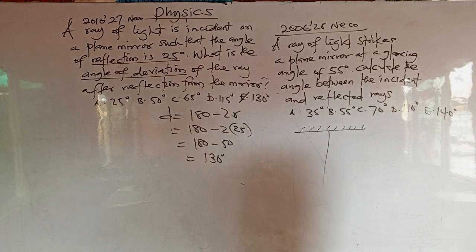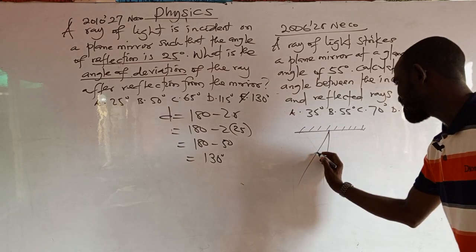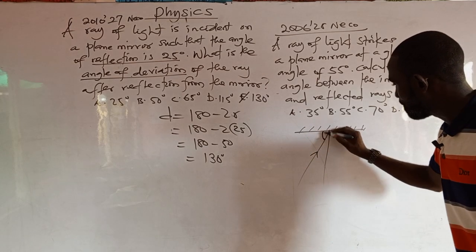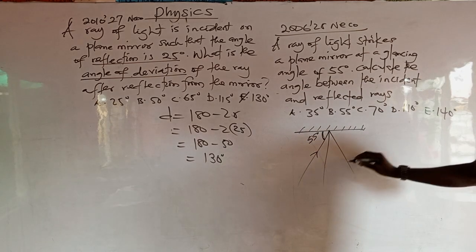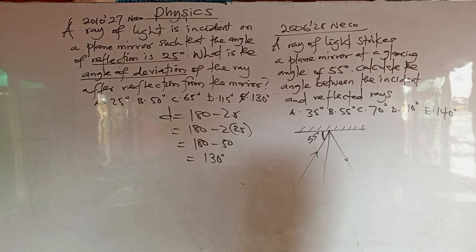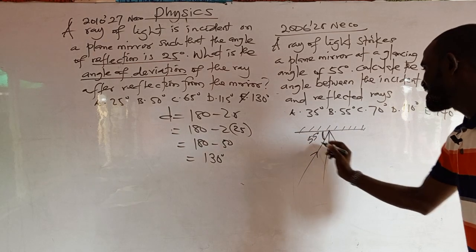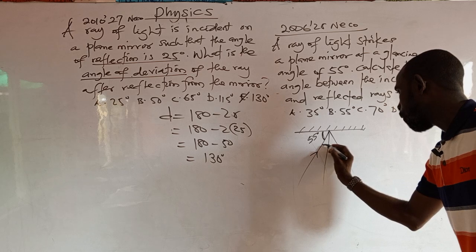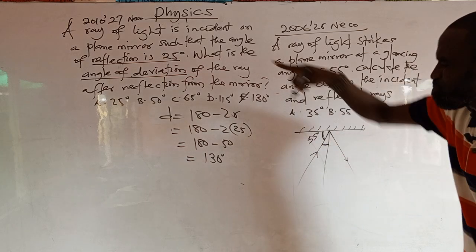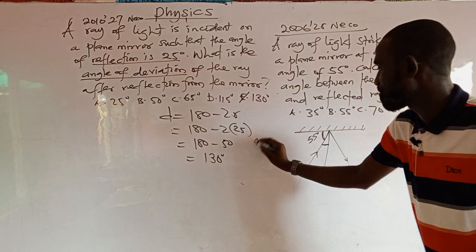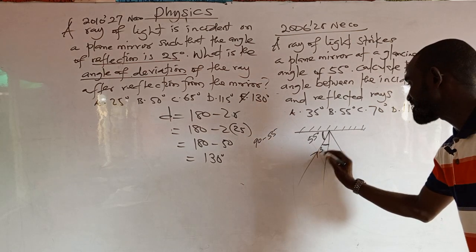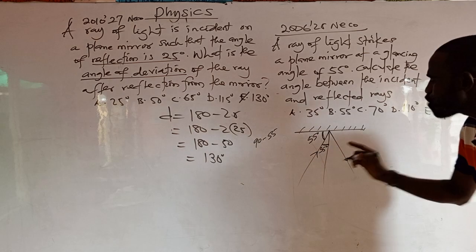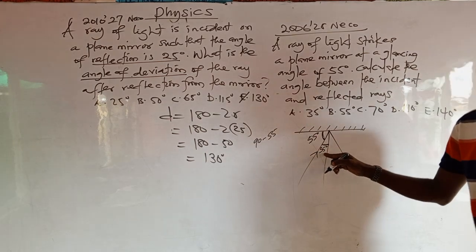A ray of light strikes a plane mirror at a glancing angle of 55. This is the incident ray, and this will be 55, the glancing angle, here. This will be our reflected ray. From here to here is 90. If this is 55, what is in this space? That will be 90 minus 55, which is 35. So our angle of incidence is 35.